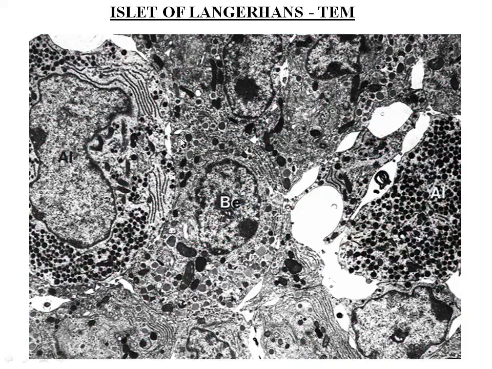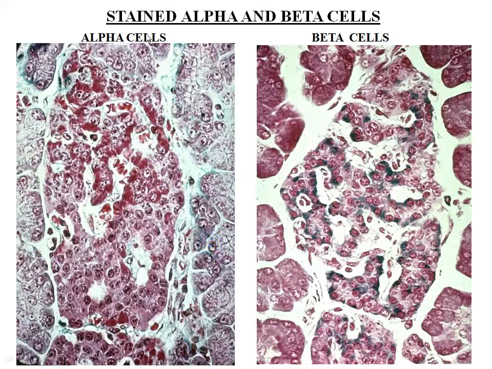Okay, this is how an islet of Langerhans looks in a scanning electron microscope. Okay, so this is the beta cells. This is alpha cells. You can identify here alpha cells with particular dyes, and here you can see these beta cells stained in a different color.